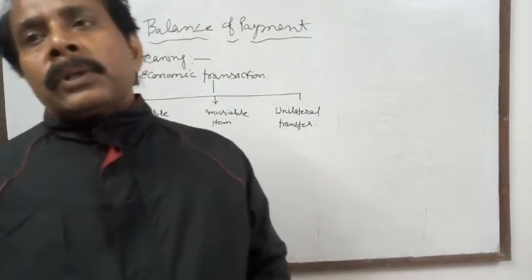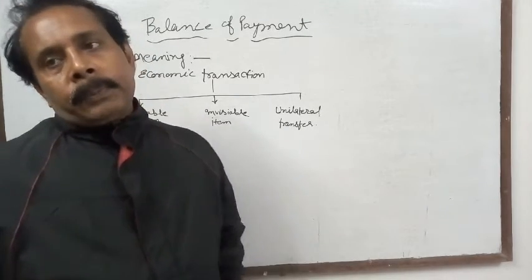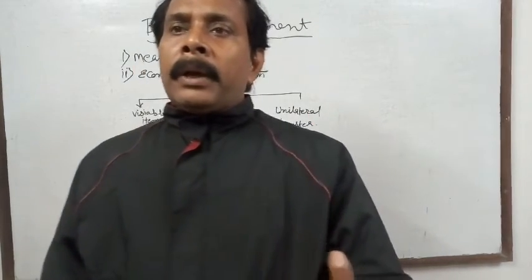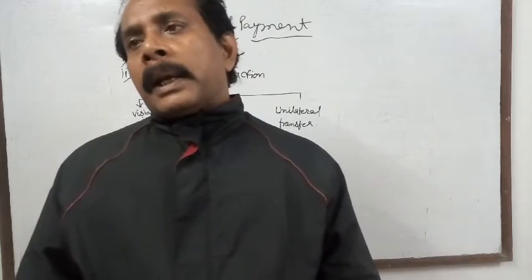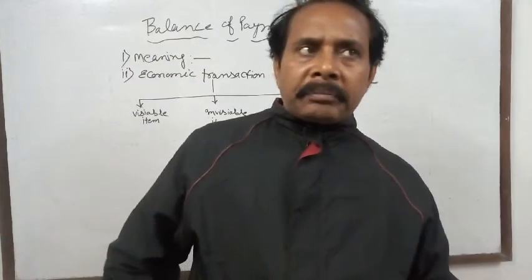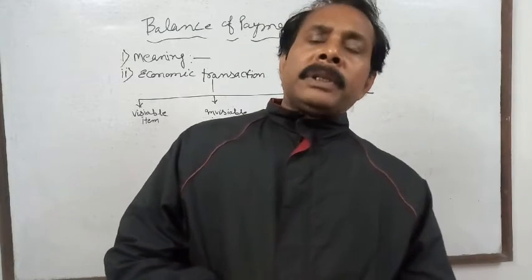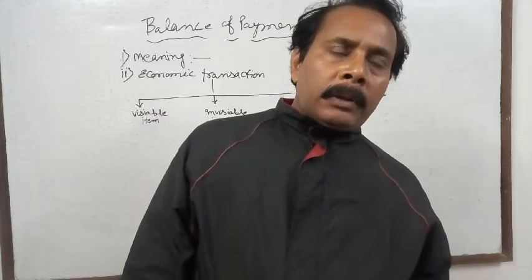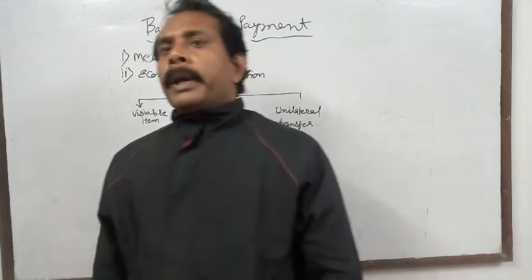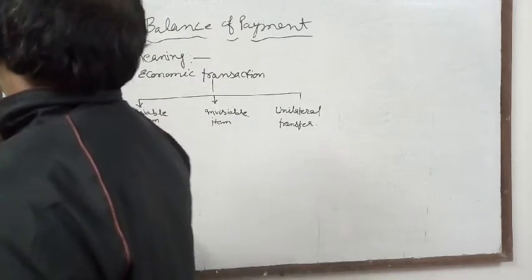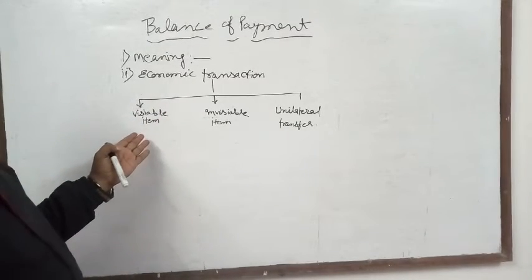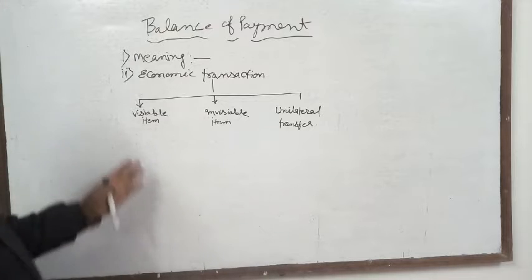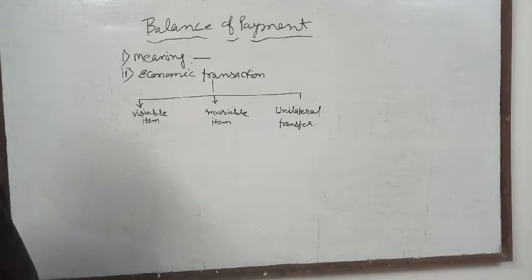Is it clear? Next, that is the unilateral transfer. Uni means single, or one-sided transfer. So unilateral transfer includes gifts, personal remittances and other kinds of support which will be given by one country to another country. That is known as unilateral transfer. So in this way, we find that economic transaction is based on the three most important components: first, visible item, second, invisible item, third, the unilateral transfer. Clear?